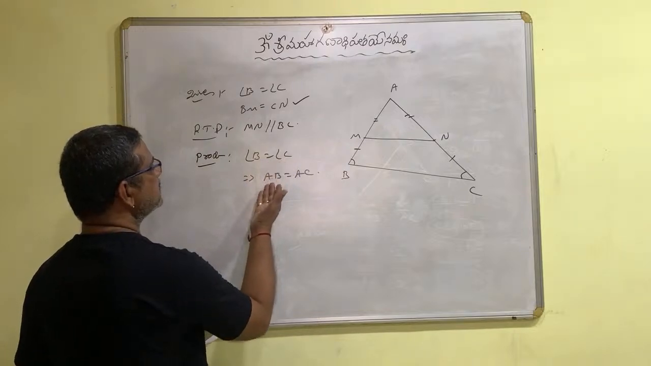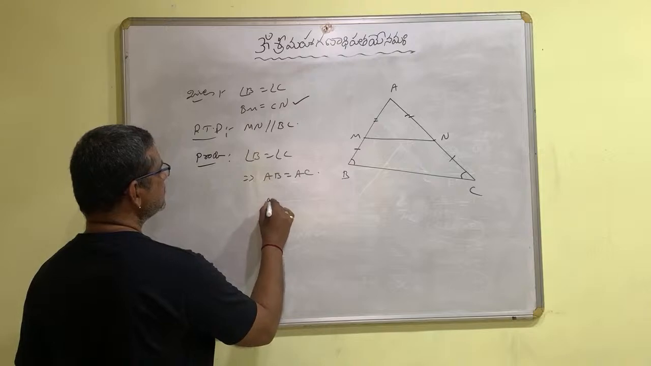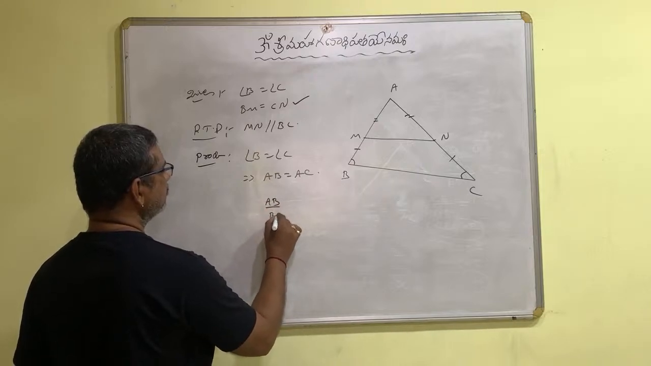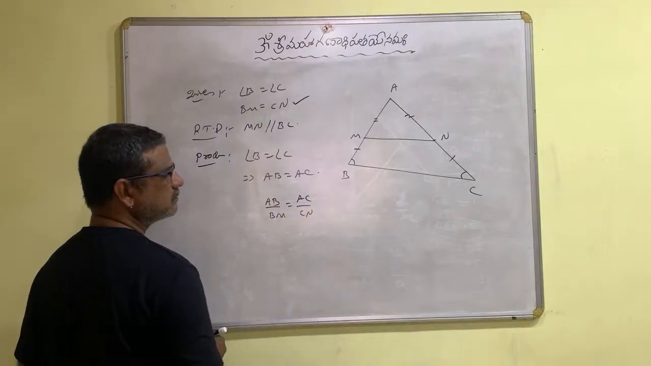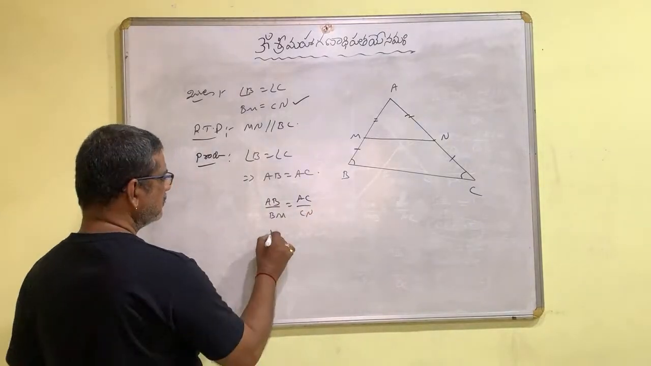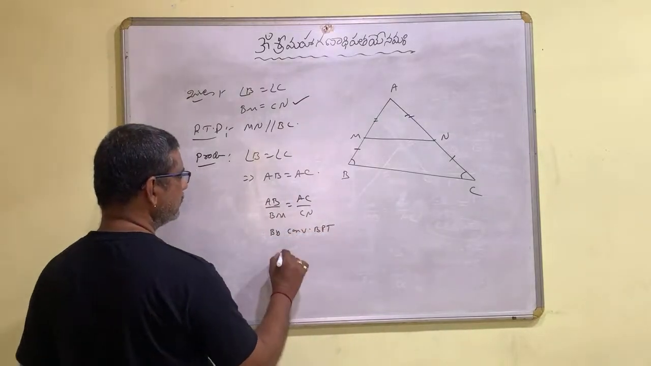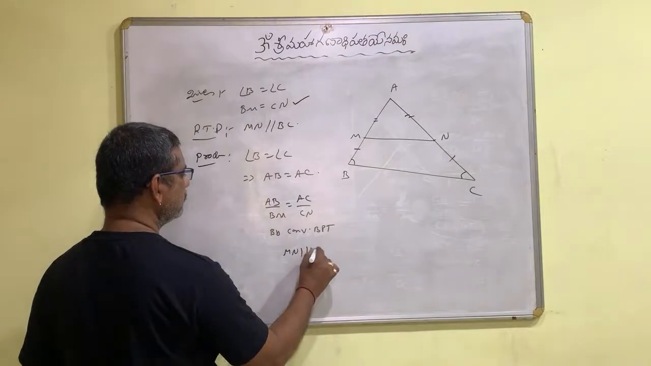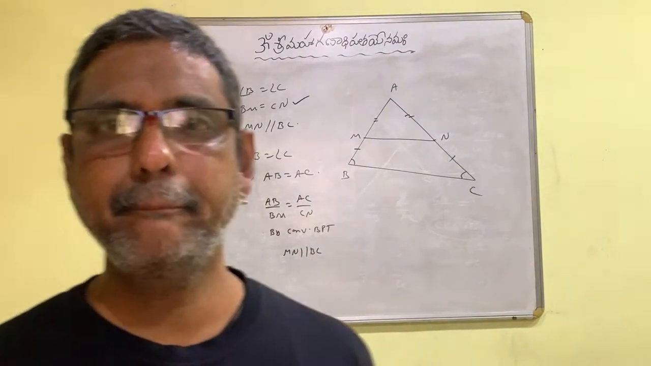Angle B equal to angle C, that means AB equal to AC. BM is equal to CN. That means AB by BM, total by part, equals AC by CN, also. So by converse of BPT, MN parallel to BC. Okay?